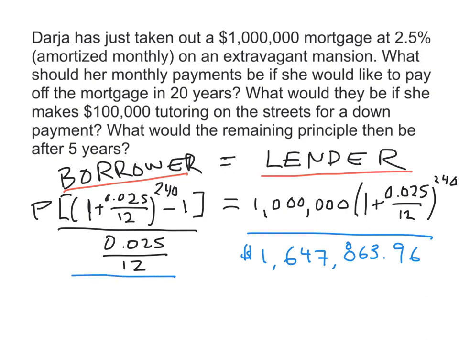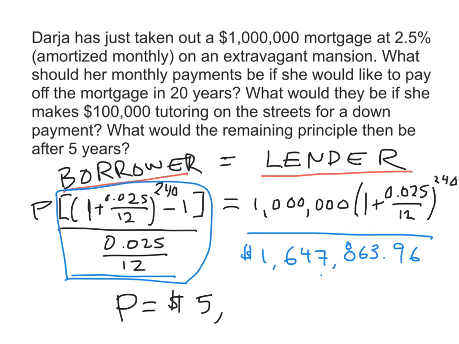Then you're going to calculate this amount and divide that 1.6 million by what you get here to figure out your monthly payment, which in this case will be $5,299.10. So if I decide to buy this mansion, I'm going to need to be able to put down a hefty monthly payment in order to pay down that mortgage.